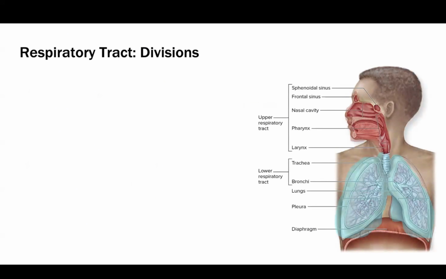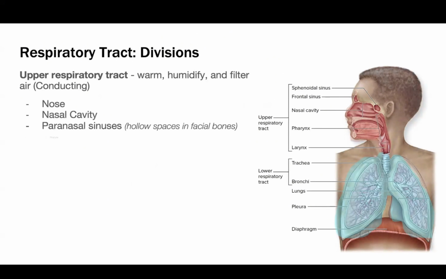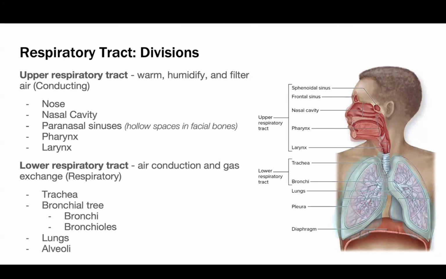Alright, let's split this thing up. The respiratory tract is divided into an upper and a lower half. The upper half, so we're talking the nose, the nasal cavity, paranasal sinuses, your pharynx and larynx, is all about conditioning the air. We're going to warm it, humidify it, and filter it before the air goes anywhere important. The lower respiratory tract, on the other hand, is the trachea and the bronchial tree, which is the bronchi branching out into smaller bronchioles. The lungs and the alveoli handle conduction and gas exchange, the actual brunt of the gas functions.